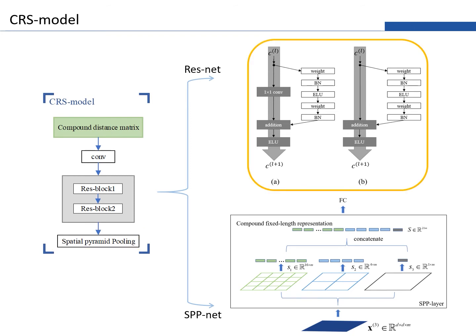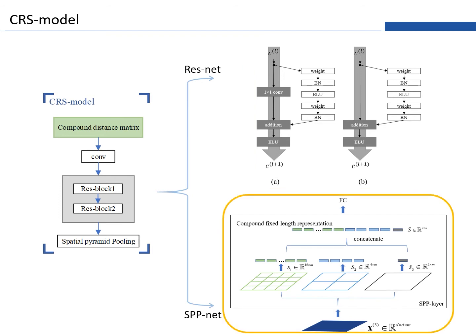In the upper right section of the slide, there are two mapping methods of the residual network. The output of the residual network is used as the input of the SPPNet network. In the SPPNet, we set up a three-level pyramid pooling layer. After dimensional reconstruction, we can obtain the compound fixed-length representation.